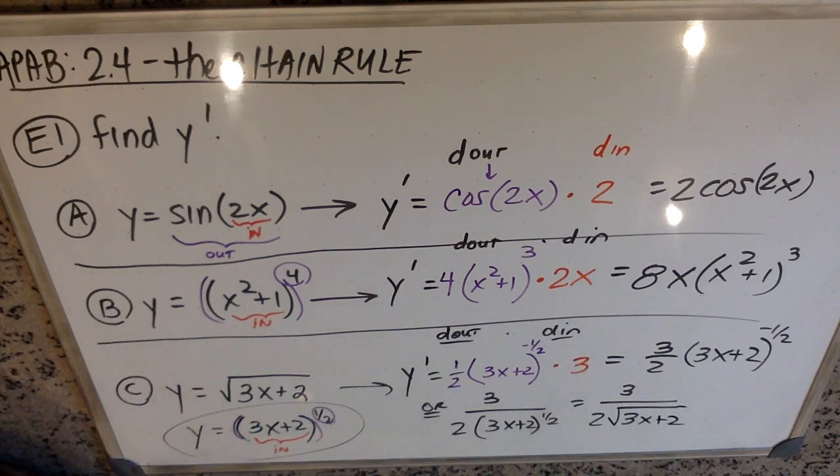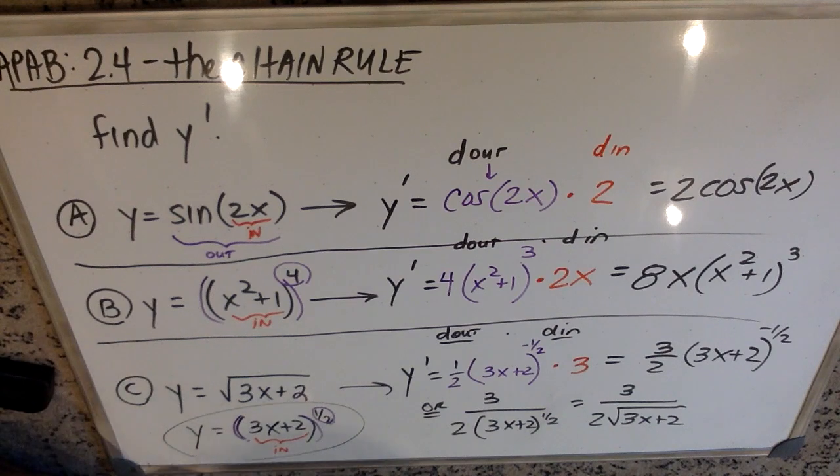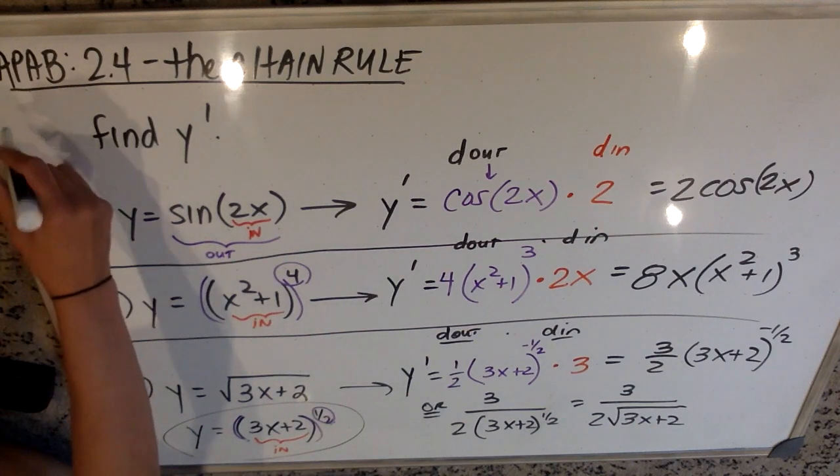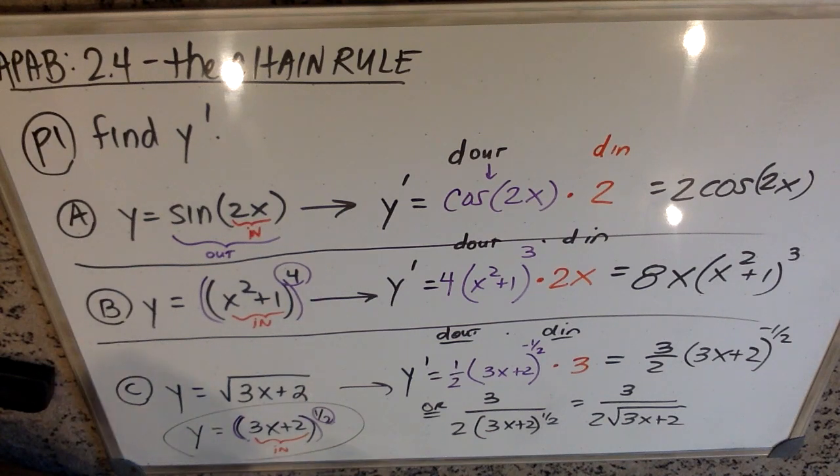And I don't care so much about which of those answers you end up with, I just care more that you're able to do the chain rule. So what we're going to do is I'm going to erase E1 and give you a P1, same basic thing. I'm just going to change what those 3 functions are, and then you're going to give it a try, okay? And you can pause me if you want.